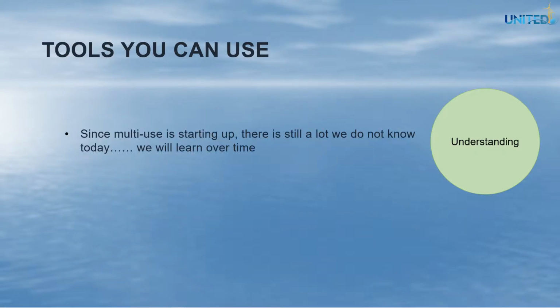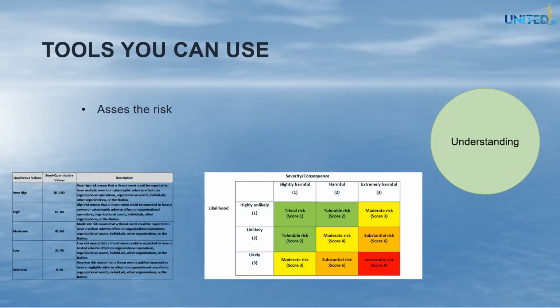Since multi-use is starting up, there is still a lot we do not know today. But we will learn over time. And maybe today we don't know the probabilities of events happening, but we can have our expert judgment, our experience. We can, of course, with our stakeholders assess whether risks are being perceived as being very high, moderate, low or very low, highly unlikely, unlikely and likely.